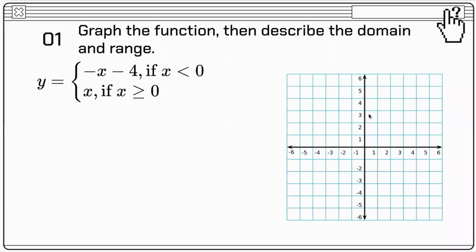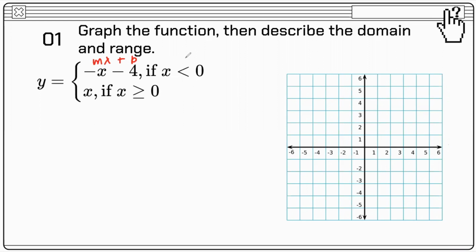For our first example, we're going to graph this piecewise function, then describe the domain and range. Our piecewise function is y equals negative x minus 4 if x is less than 0, and y equals x if x is greater than or equal to 0. First thing to note is, again, your linear functions or linear equations are in y equals mx plus b form.